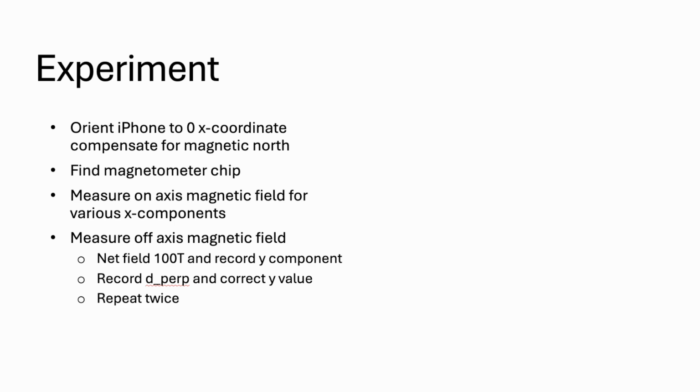After we got that data, we measured the off-axis magnetic field. To get this, we found where the net field was 100 T and recorded the y component. Then we recorded the distance to the magnet and corrected the y value using that distance perpendicularly from the magnet. We repeated that twice and wrote our data down in our spreadsheet.